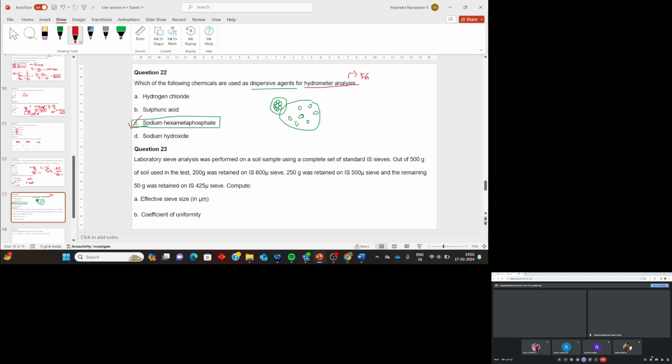So instead of mechanically breaking them, we just add some chemicals, known as dispersive agents, to convert flocculated structures into dispersed, distinct particles. One very common agent is sodium hexametaphosphate. If you add it, the clay or soil lumps will be converted to several individual particles. Then each particle will settle based on its size, and you can do the further determination of particle size.